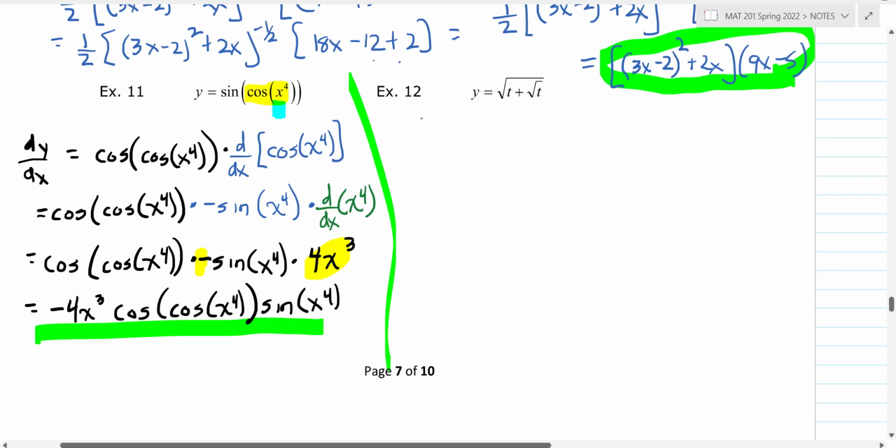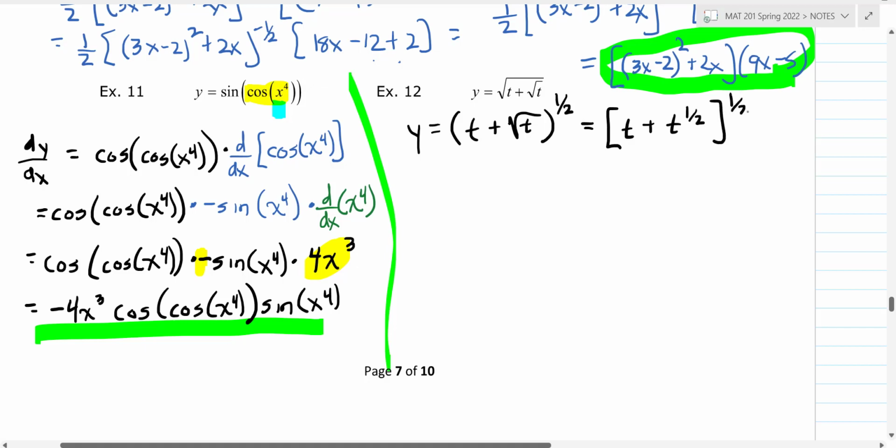Okay, next one. Now, again, we have a square root. You have a big square root and a square root under it. So the way to write this would be like this. To start with, just write this as t plus square root of t to the 1/2. And you're going to have to change this other square root to a 1/2 anyway, so you might as well just do that at the beginning. So before we do the derivative, let's write it like this. T plus t to the 1/2 all to the 1/2 power.